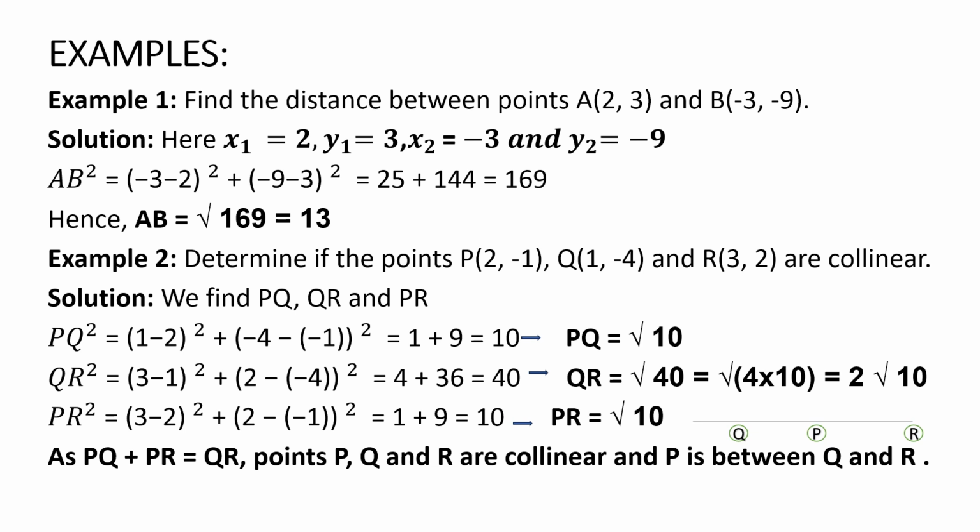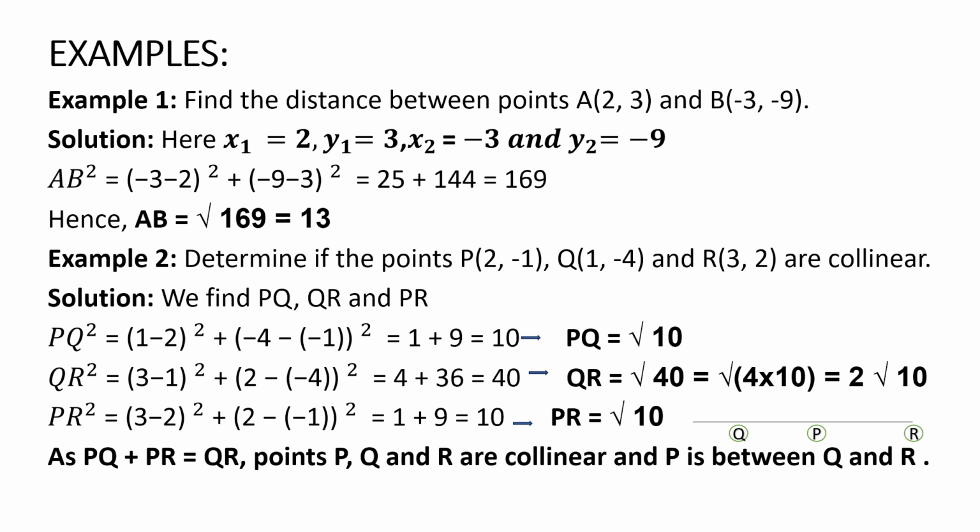Example 2. Determine if the points P, Q and R given over here are collinear. Now, first of all, we will find the distance between P and Q, Q and R, and P and R. PQ square, again we get PQ square as 10, which gives PQ is equal to root 10. By using the distance formula, we get QR square as 40. So square root of 40 is square root of 4 into 10, or 2 root 10.